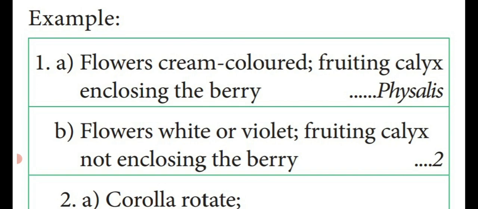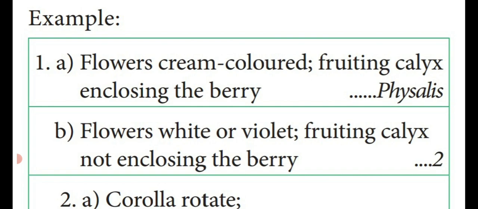Another example is given here, Physalis. The second one: flowers white or violet. The first one is cream color; the second one is white or violet. The fruit calyx is not enclosing the berry, that means calyx is absent. That is the first example.